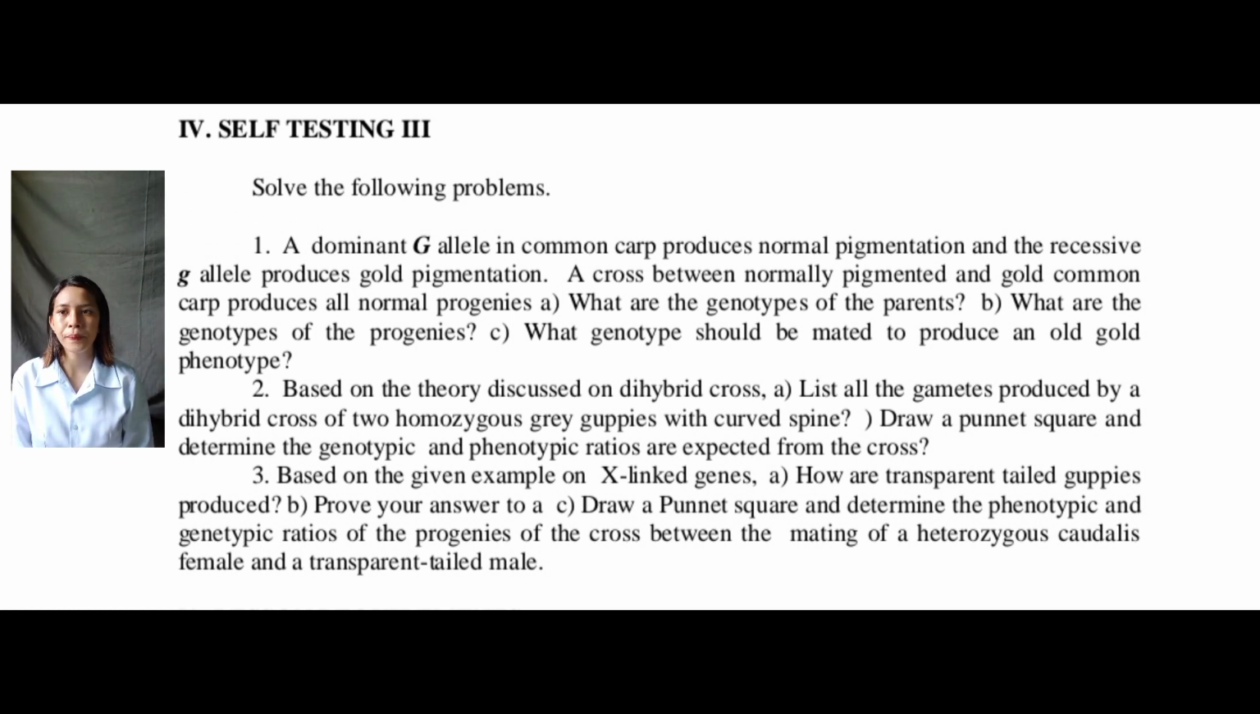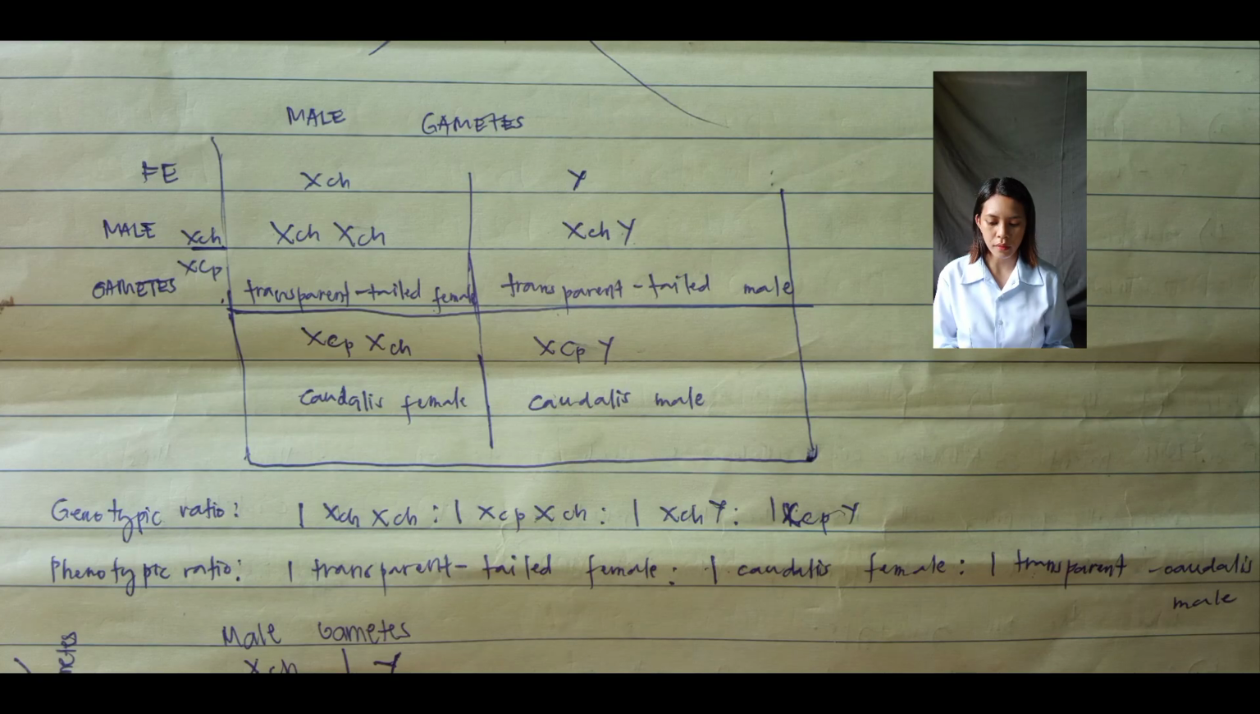Question number 3. Based on the given example on X-linked genes, how is a transparent-tailed guppy produced? Prove your answer to A. Draw a Punnett square and determine the phenotypic and genotypic ratios of the progenies of the cross between the mating of the heterozygous caudal female and transparent-tailed male. My answer for letter A question.